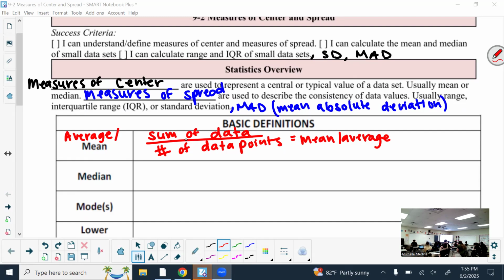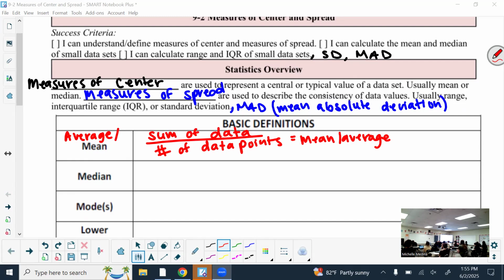Now, that's really all I have to say about that. It tells you a typical value in the data set. So like the average temperature today, I don't know what it actually is today, but say it's like 100 degrees. That doesn't mean that it's going to be 100 degrees all the time. It's just an average. So what a lot of our temperatures today are centered around, the typical value would be 100 degrees.